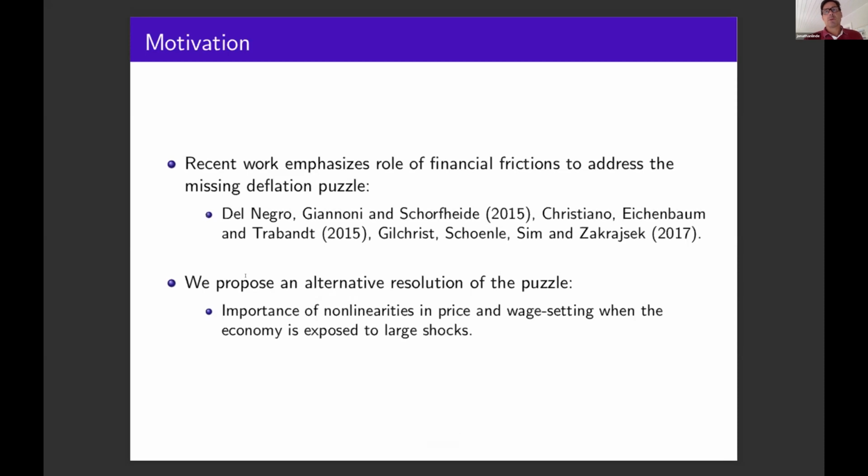But then there are a couple of papers that instead stress financial frictions as a way to reconcile the small fall in inflation with a large output gap drop. That is Simon Gilchrist, Raphael Schoenle, Jae Sim and Egon Zakrajsek. Now, those mechanisms are part of linearized models. Here we're going to propose in this paper an alternative resolution of the puzzle, which is based on nonlinearities in price and wage setting when the economy is exposed to large shocks. So it's going to be a different route to explain why inflation fell so little.